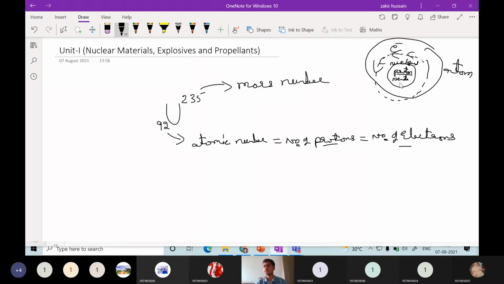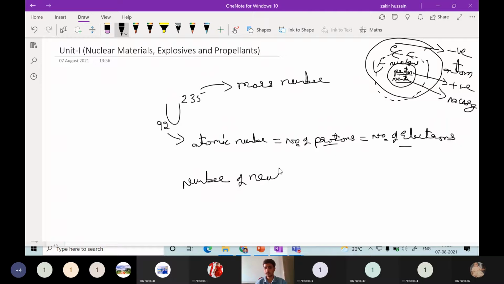So we have the number of protons and the number of neutrons. What is a neutron? A neutron has a neutral charge, no charge. A proton has a positive charge, and an electron has a negative charge. So what is the mass number? How do we determine the neutrons using the mass number and the atomic number?